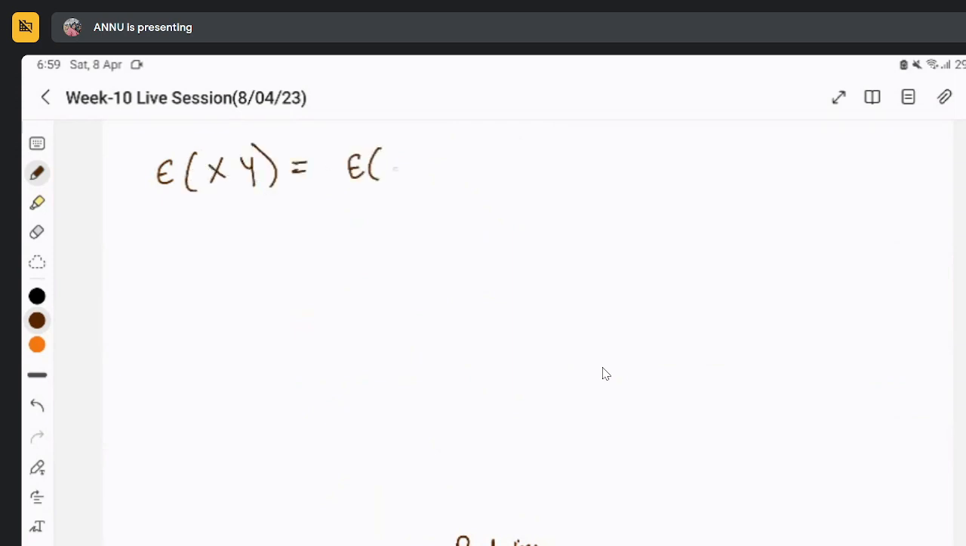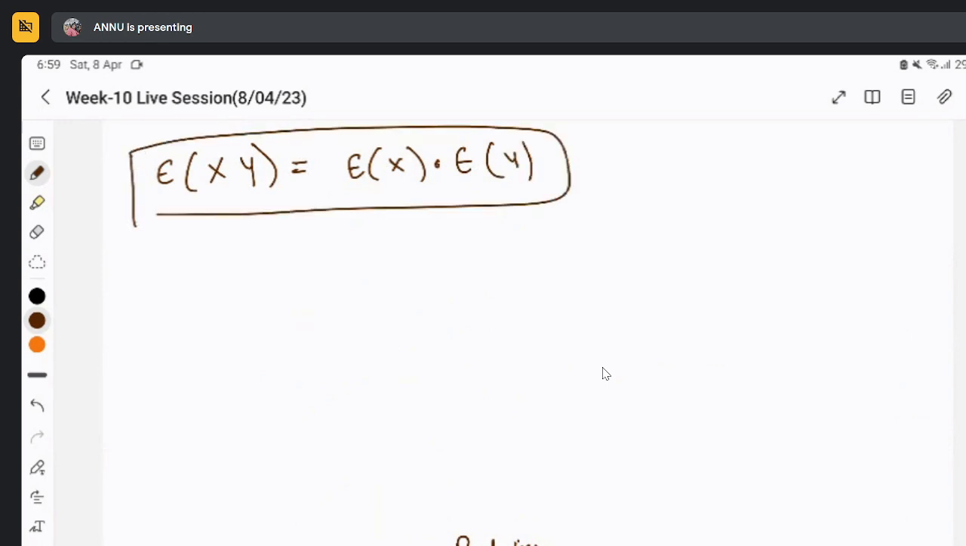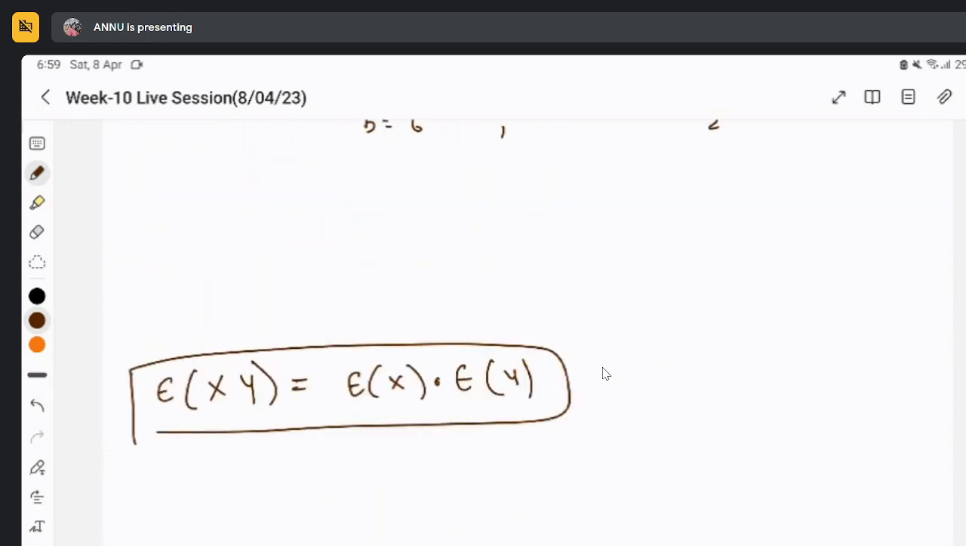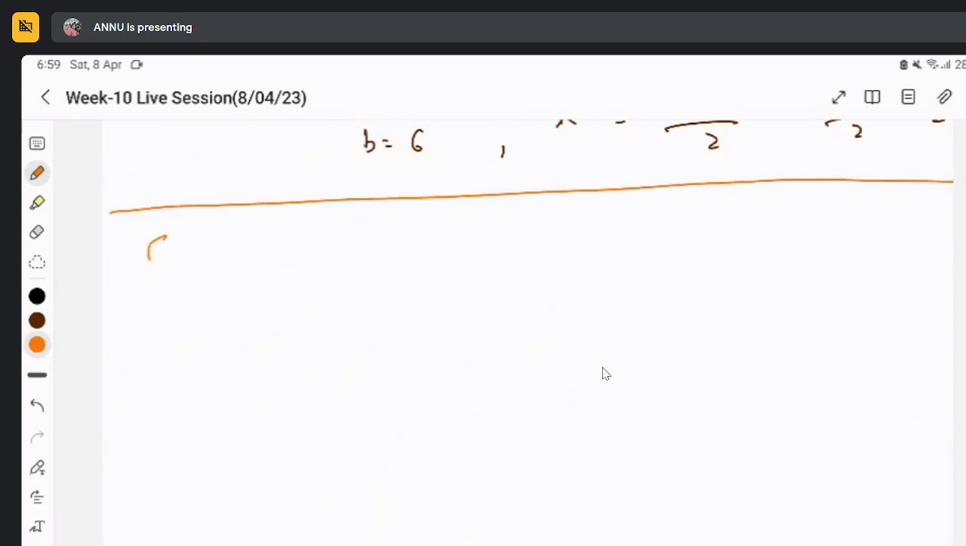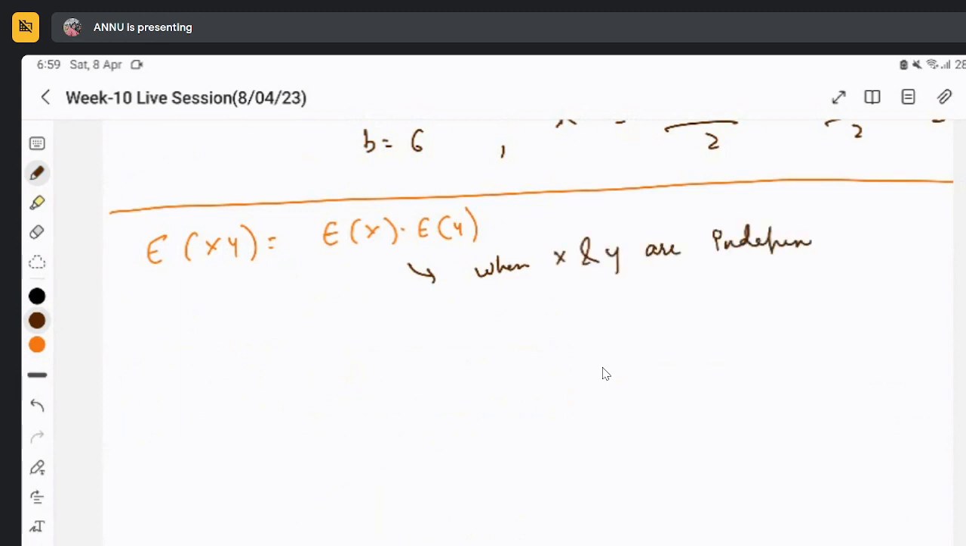So when will you get this one? Just think about it. If x and y are independent. Okay, nice. So we know that E of xy is equal to E of x into E of y when x and y are independent. Why is this the case? Can you tell me, sir?